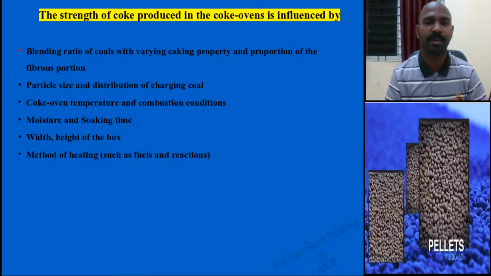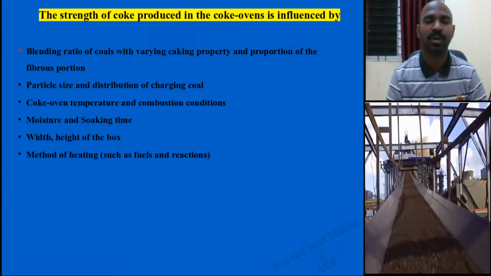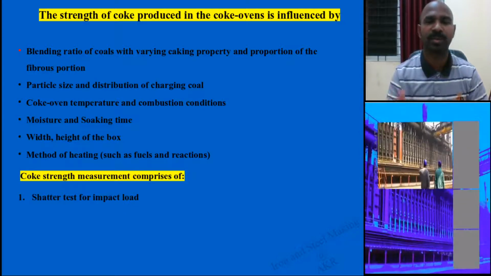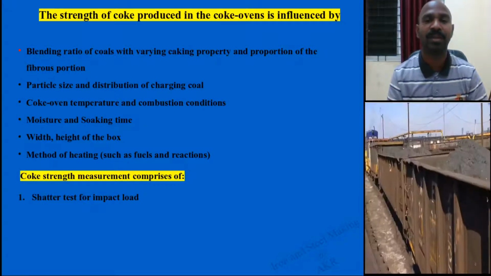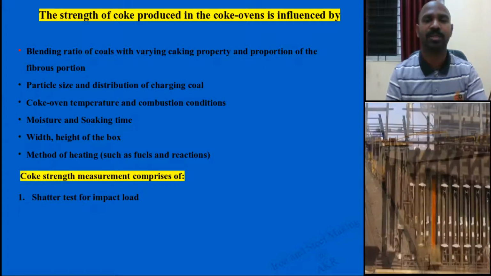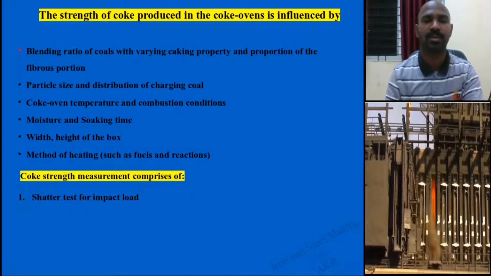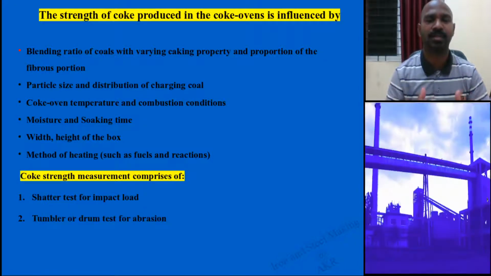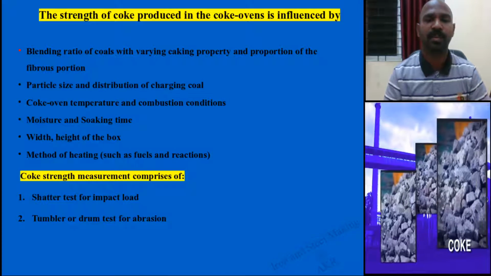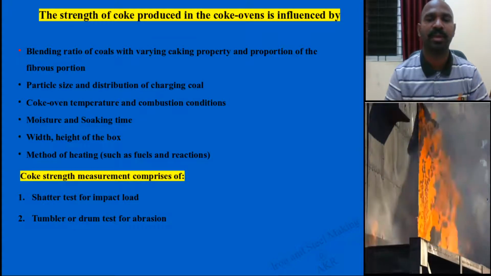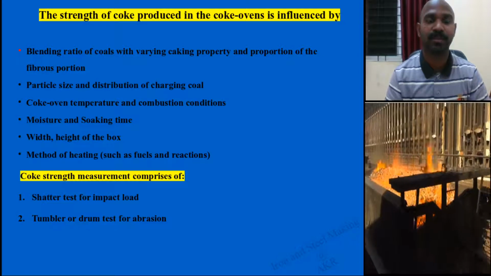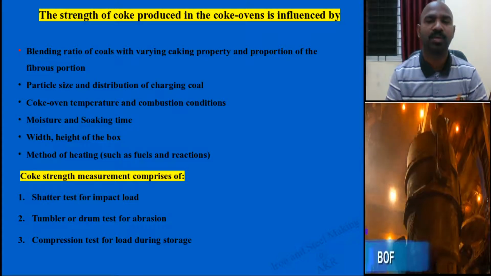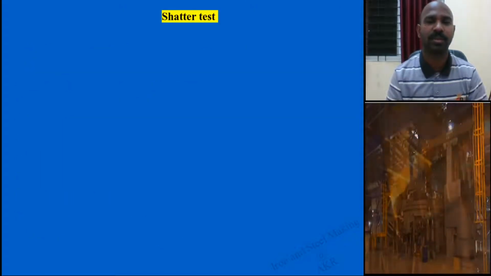Now let us take a few properties to decide about the strength of the coke. The strength of coke can be measured. Measurement comprises the shatter test, for knowing how much resistance it has to the impact load, its susceptibility, and the tumbler or drum test, due to the compression load. So how much susceptibility it has. And the compression test due to the storage load, compression strength.